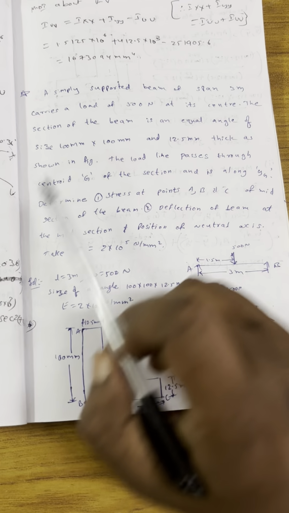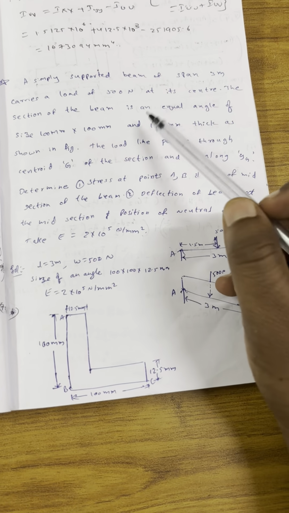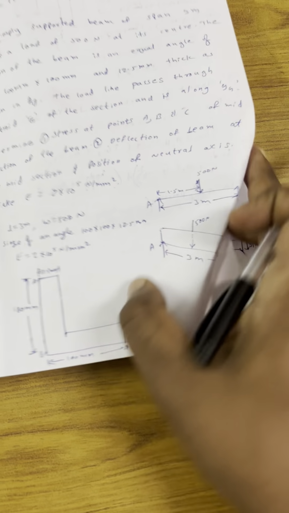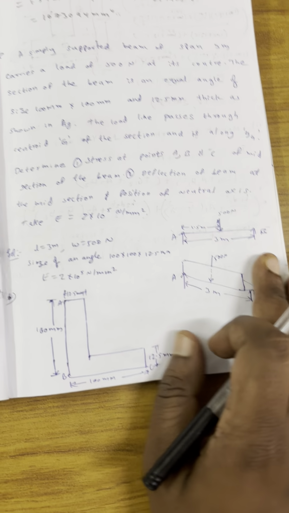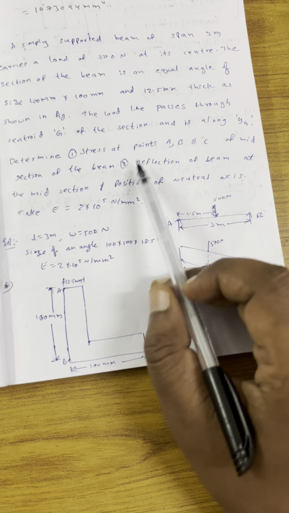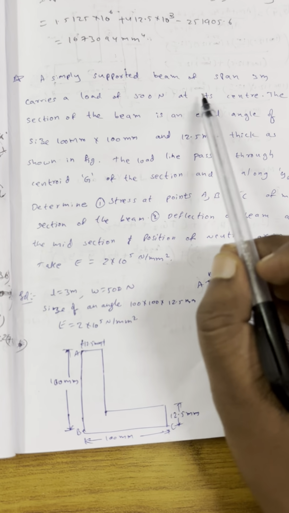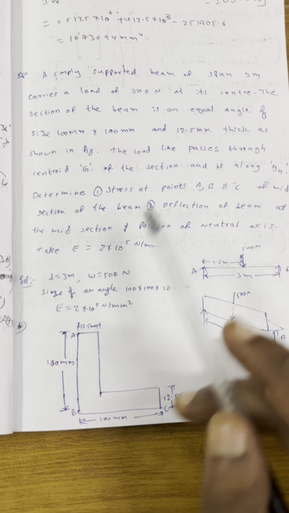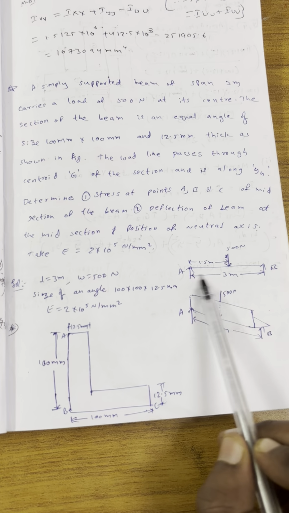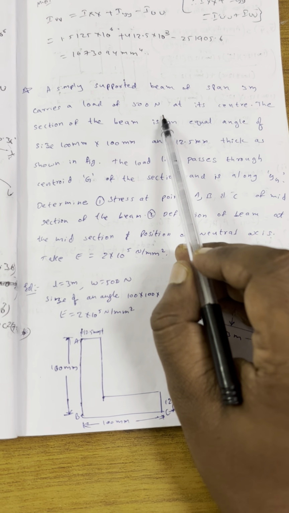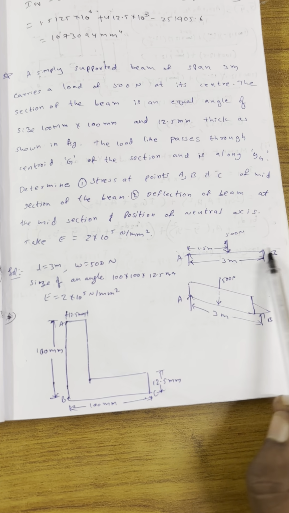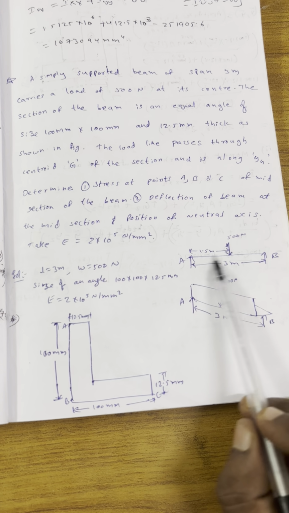In this session, we'll discuss a problem on angle section, to find the stresses for the section and the deflection of a beam. A simply supported beam of span 3 meters carries a load of 500 Newton at its center.